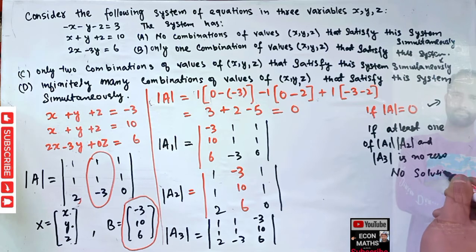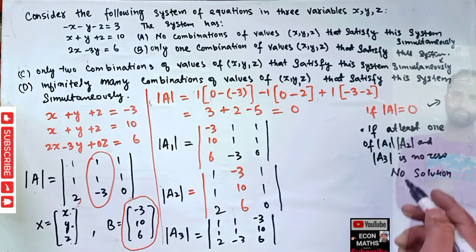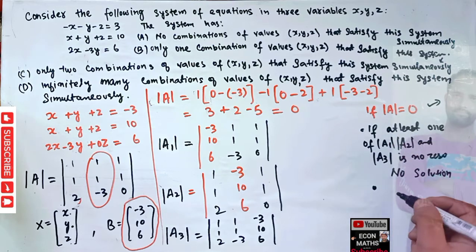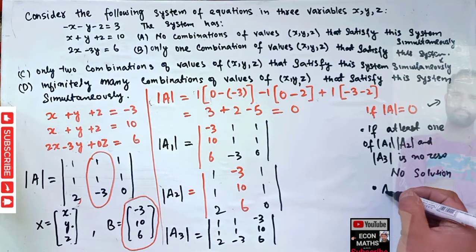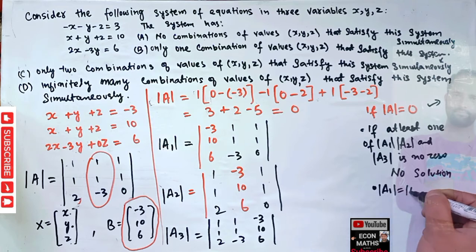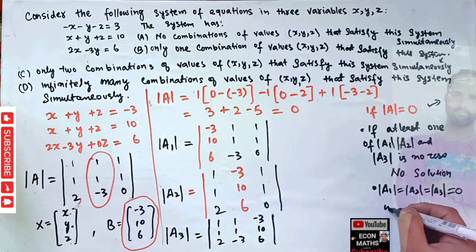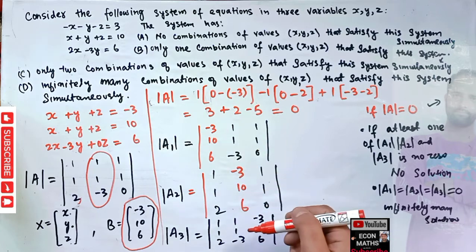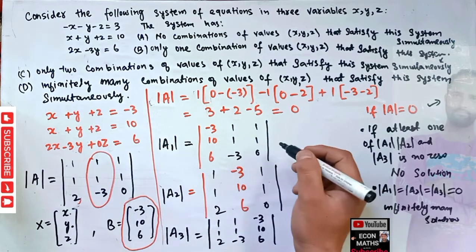Okay, but if the determinant of a is 0 and the determinants of a1, a2, a3 are all equal to 0, then we have infinitely many solutions. Okay, now let us try to find out if any one of these is non-zero. So now let's take the determinant of this very a1 here.